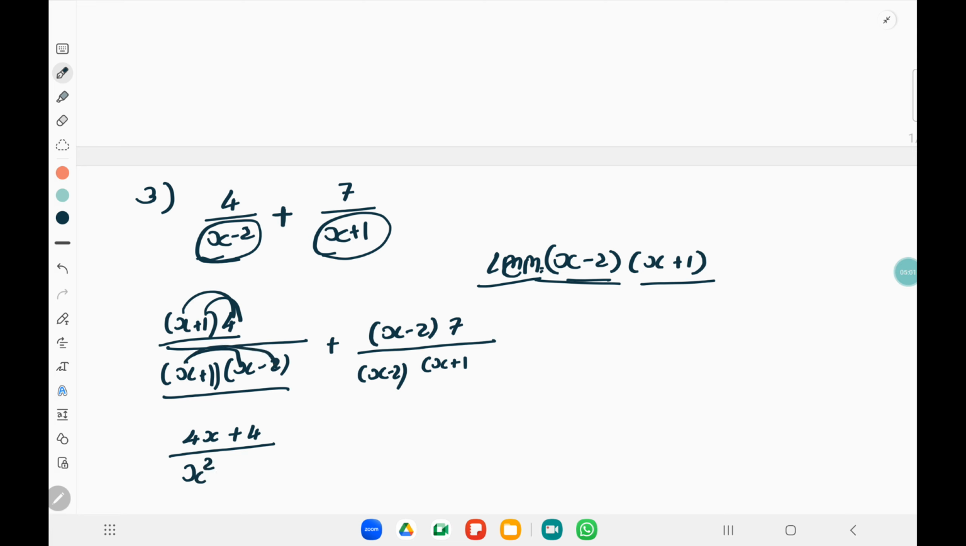x times minus 2, minus 2x. 1 times x, x, and it is positive because both are positive, that's why. And 1 times minus 2, minus 2.